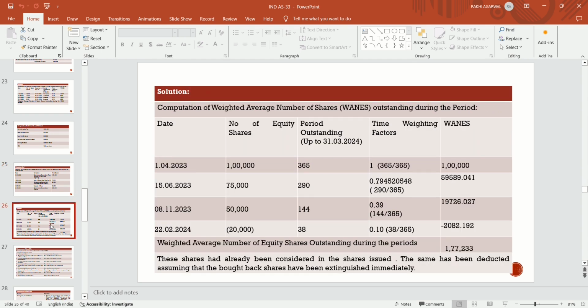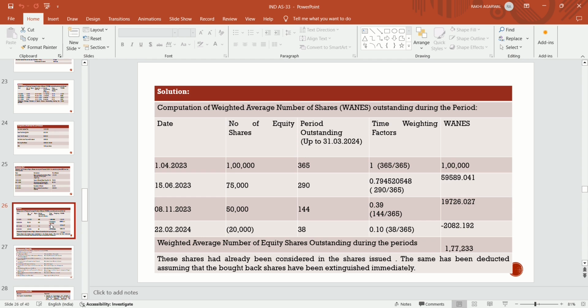So the buyback is on 22nd February 2024. 20,000 shares will be reduced, so it will be in brackets, 20,000 shares. The period outstanding is from 22nd February to 31st March 2024, it becomes 38 days. The time weighting factor is 38 days divided by 365, 0.10. So it becomes 2,082.192, in negative because it will be reduced.